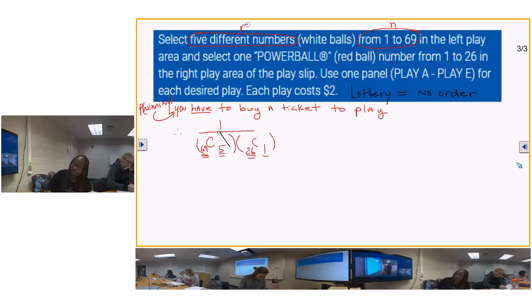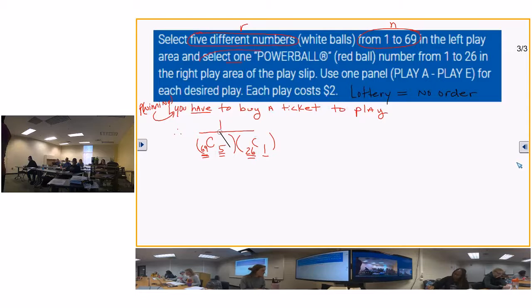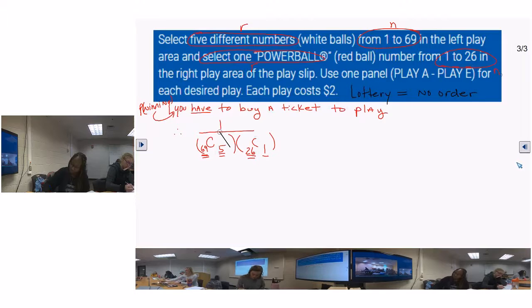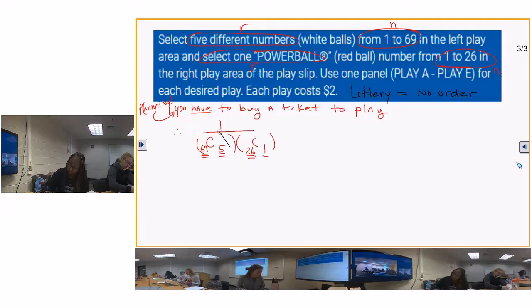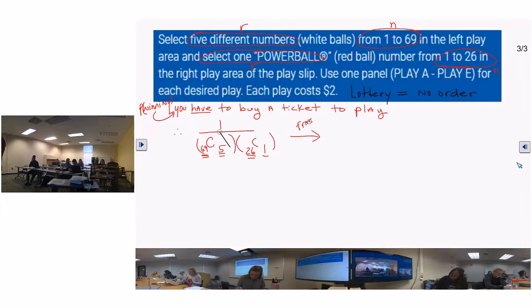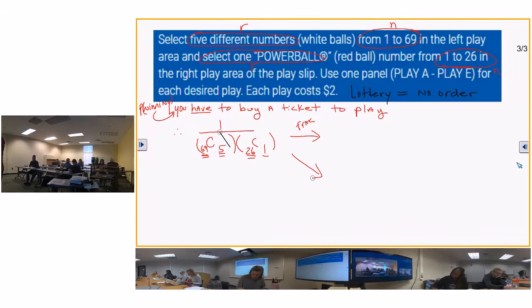And select one Powerball from 1 to what? 26. And that's how you do that problem. Now, they may ask you to do 2 different answers. They may ask you to write it as a fraction or a decimal. So make sure you can do both.